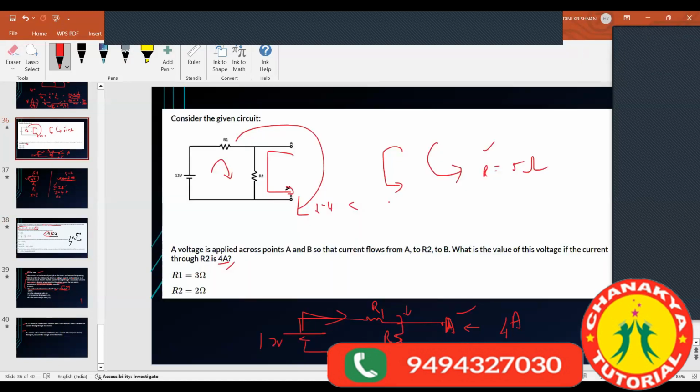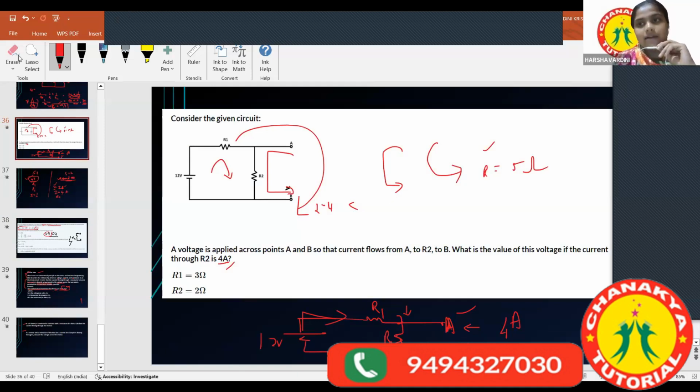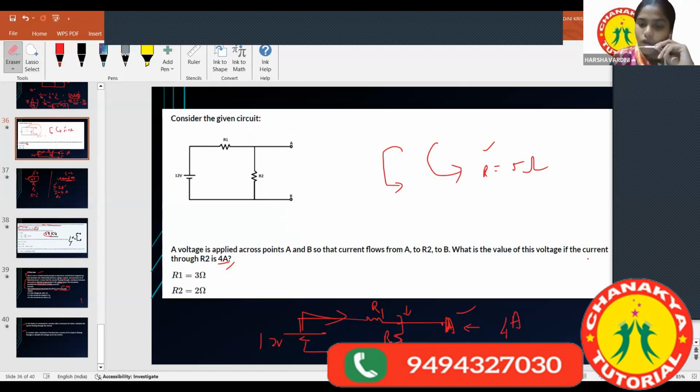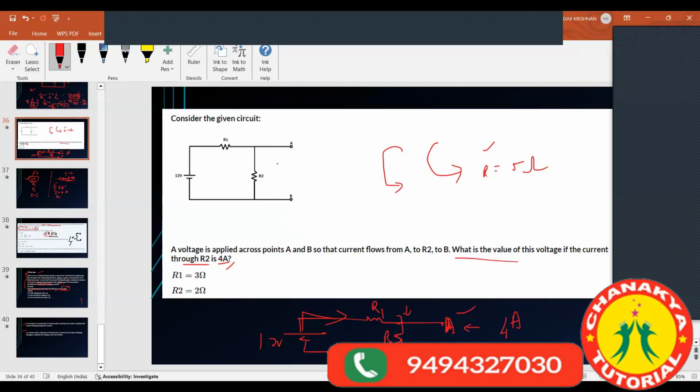So you can think like that. Logically, you can think like that. Or else in the question itself, they have given it very straightforwardly. If you read this line twice, you will understand the 4 ampere that has been given as the total current. It's not the current of R.